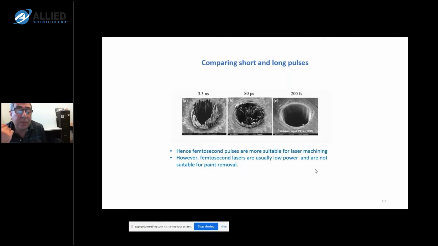This is not meant to say that we should not use a nanosecond, because all of our lasers are based on nanosecond, but I'm just trying to demonstrate that if you use very short pulses, the heat effect is less than when you use the longer pulses.